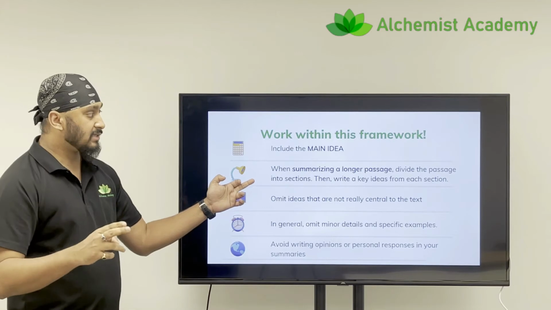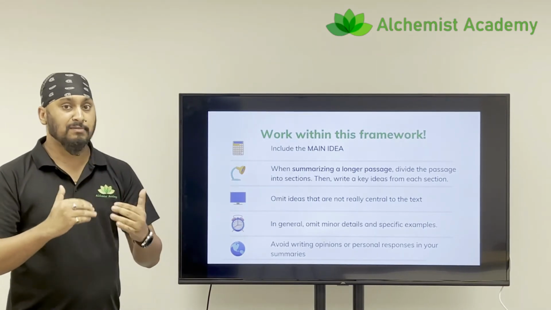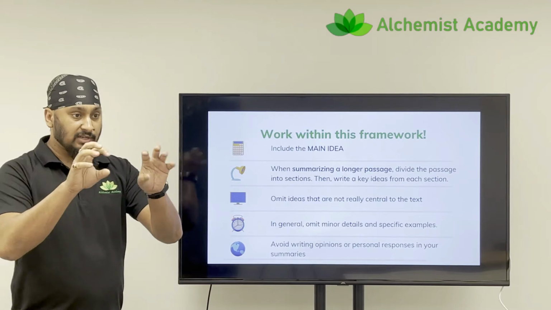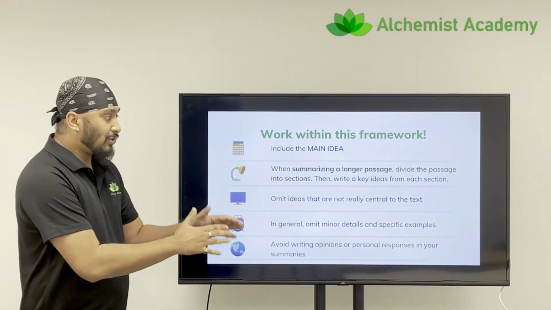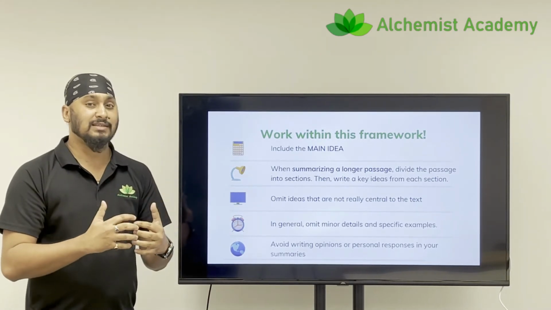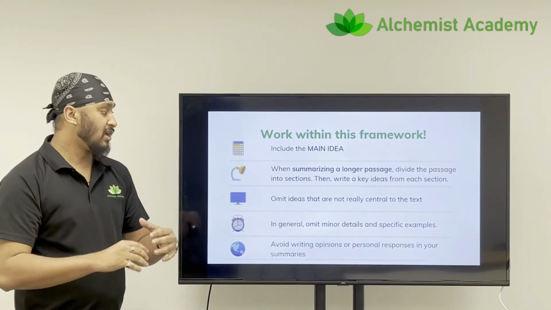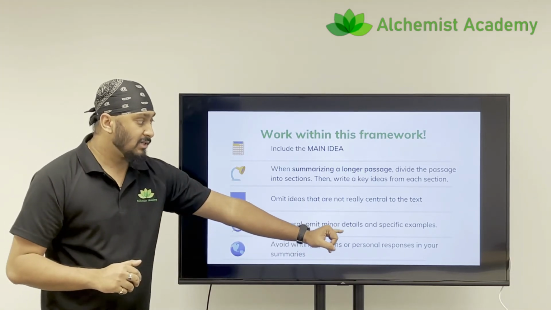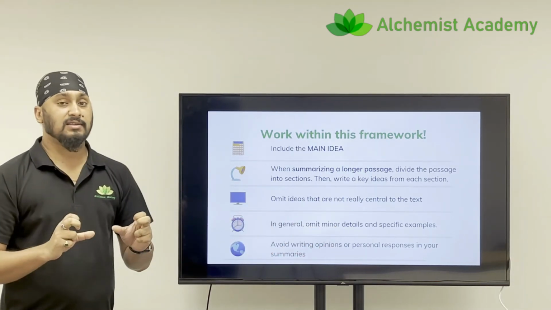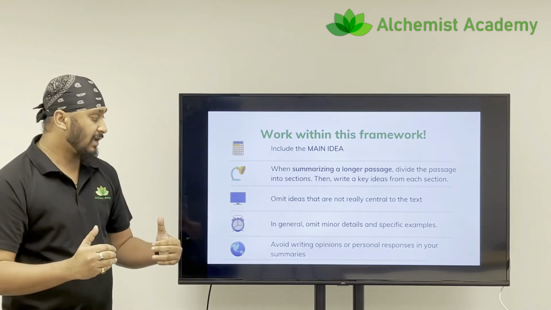The second thing is, when you summarize passages that are really long or have multiple paragraphs in them, try to extract the key idea from each paragraph. Omit ideas that are not really central to the text. Sometimes some ideas are just repeated too many times. Try to avoid them. In general, try to omit minor details or very specific examples. I'm not saying you must, because sometimes the content can be there.